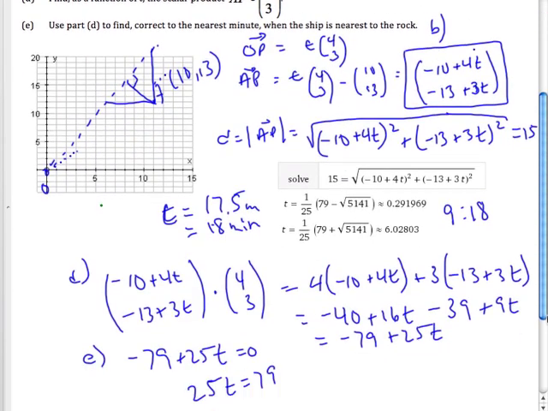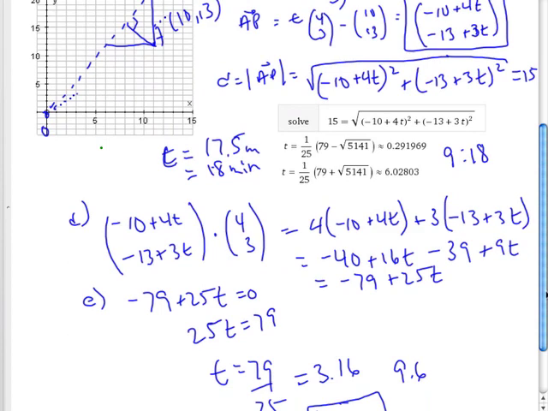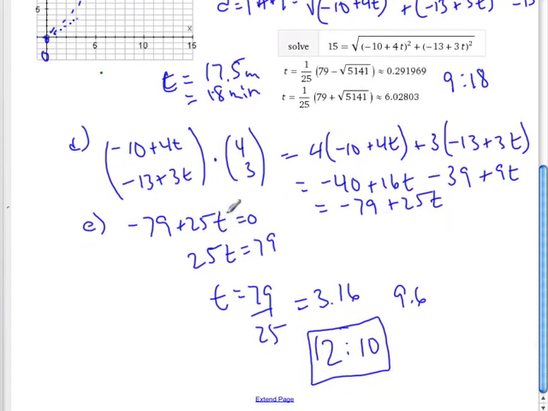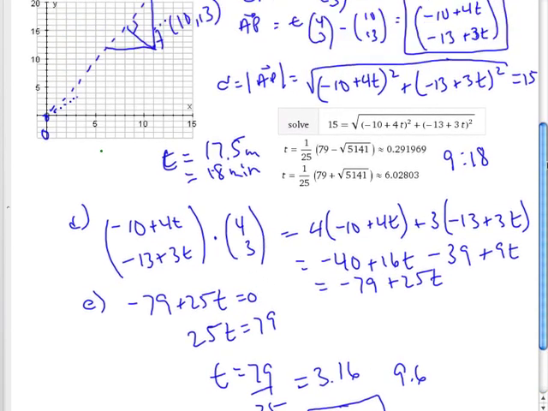So there's a lot of conceptual stuff here that you need to hold on to. The dot product equaling 0 means it's going to be the shortest distance, or perpendicular. And the distance set equal to 15 is for the C part.